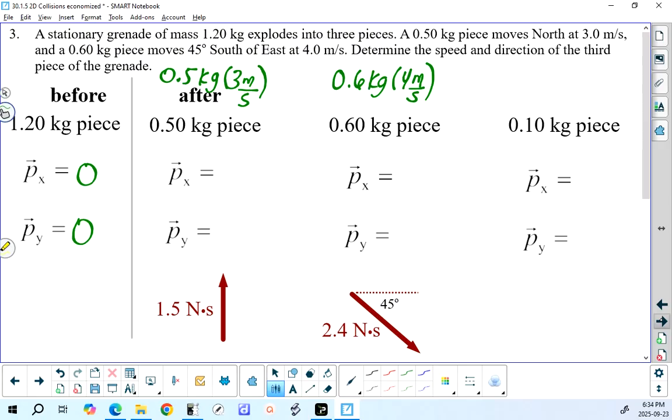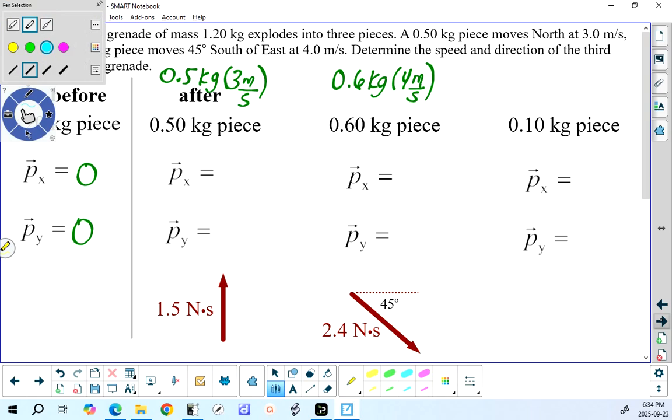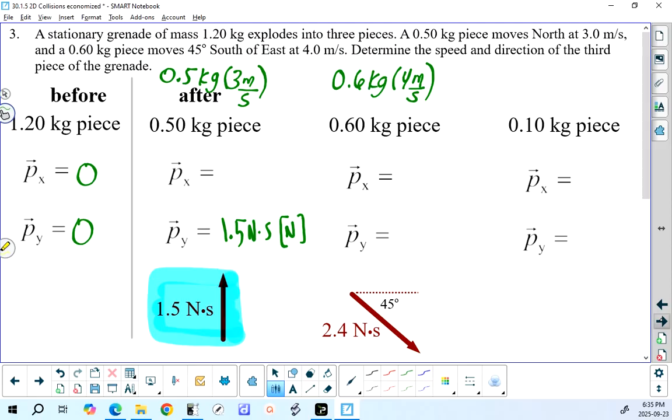The idea here now, just like the previous example when we used components, question 2b, is that we take this momentum and we rewrite it as an x and a y component separated from each other. Well, that's pretty straightforward. Because all of this momentum is north, that means the y component before is 1.5 newton seconds north. Because the entire momentum is north, that means the x component is 0.